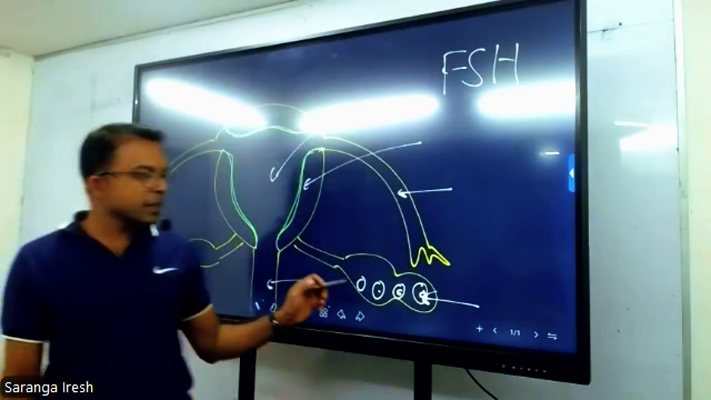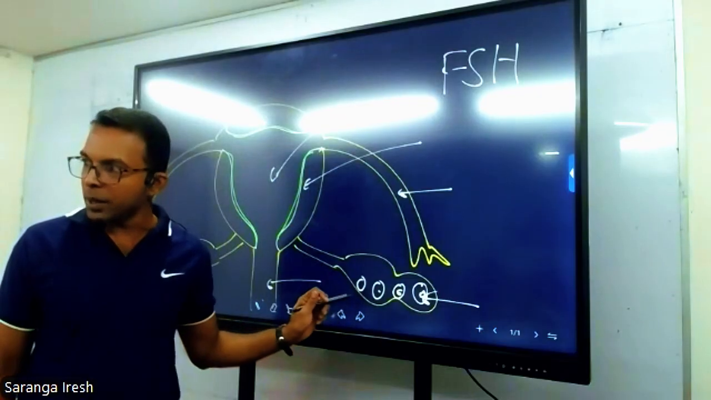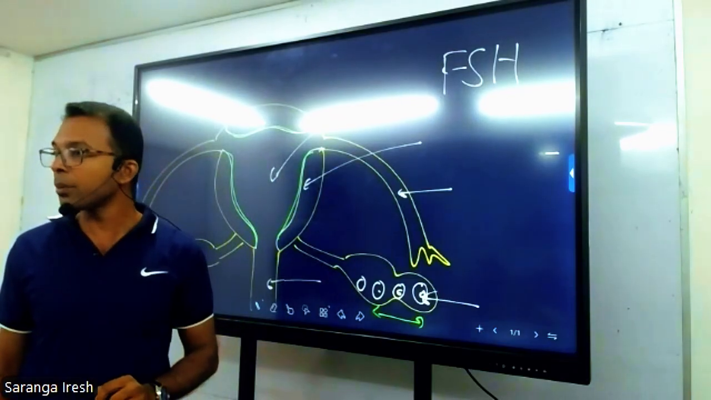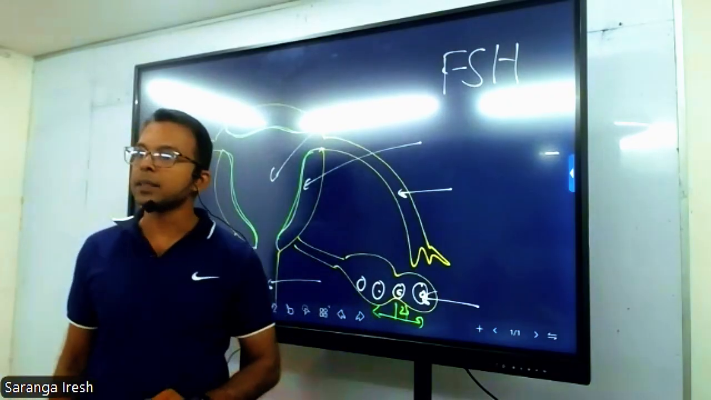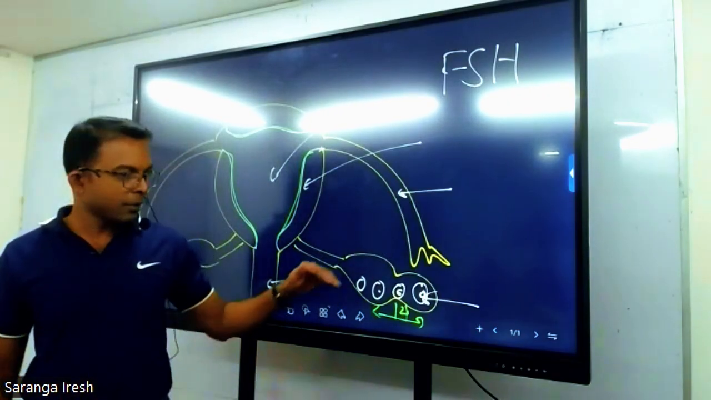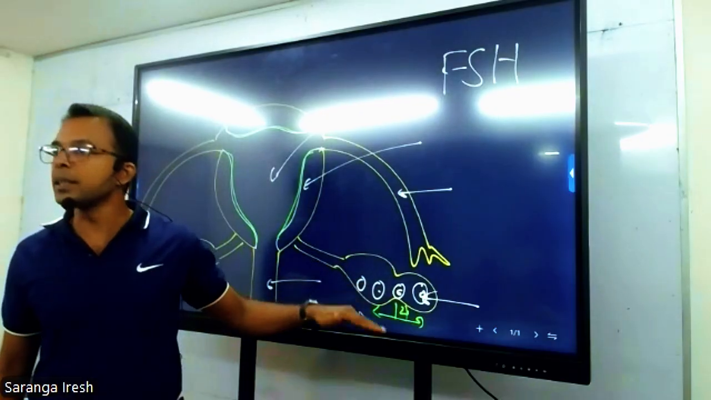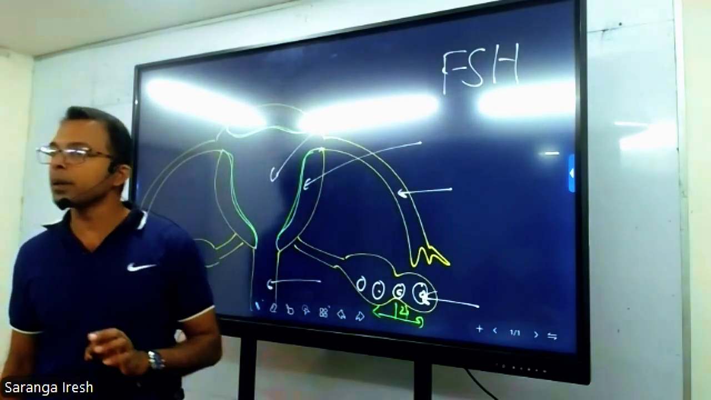So this follicle cell develops inside the ovary. How many days does it develop? 14 days. For 14 days the follicle cell is developing there. Again, within the first 14 days, it secretes the estrogen. On the 14th day, what happens?